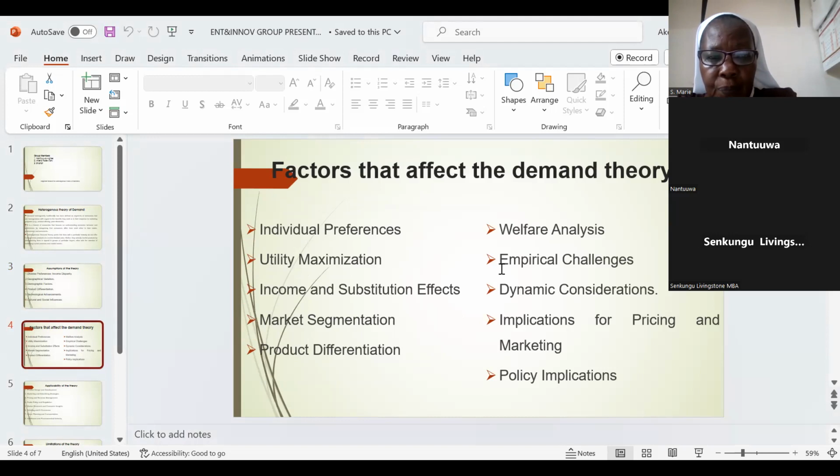I am handling the factors that affect the heterogeneous demand theory. This one is individual preferences. The theory acknowledges that consumers have different tastes and preferences. What appeals to one consumer may not appeal to another, leading to a variation in demand for different goods and services. The next point, utility maximization. Consumers aim to maximize their utility, but their utility functions can vary significantly. Some consumers might prioritize price, others quality, while some may seek a balance between the two. Thus, there is no one-size-fits-all utility function.